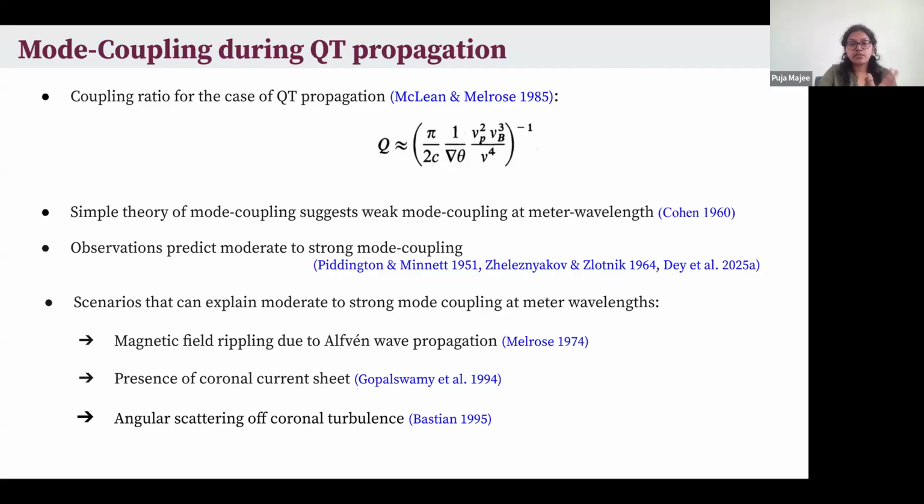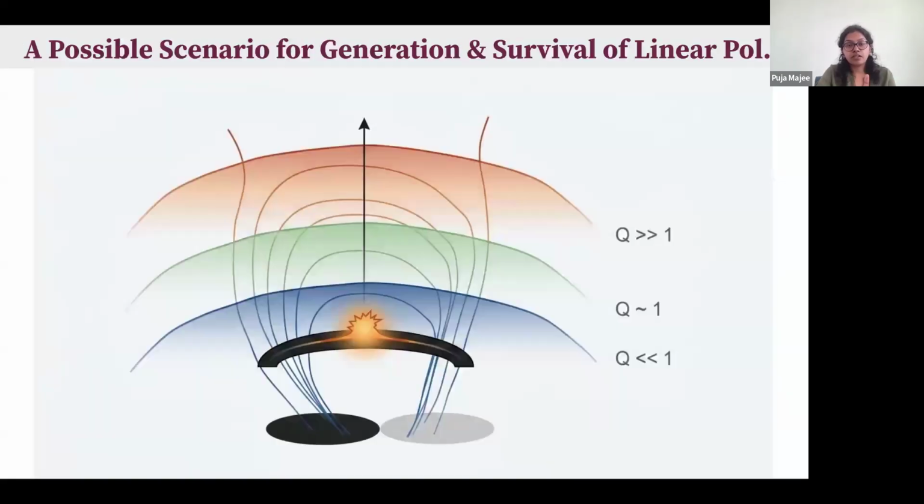Just to give you a schematic scenario, let's look at this. Let's say this is a shock and this is the type 2 emission, and let's say these are the different coupling layers: the weak coupling layer, the transition region, and the strong coupling layer.